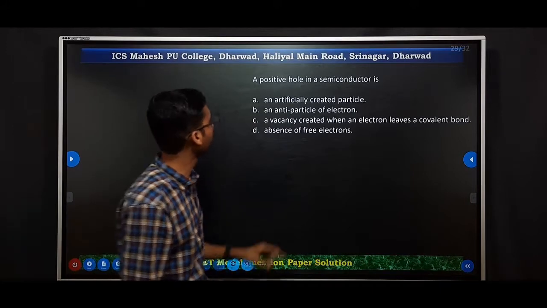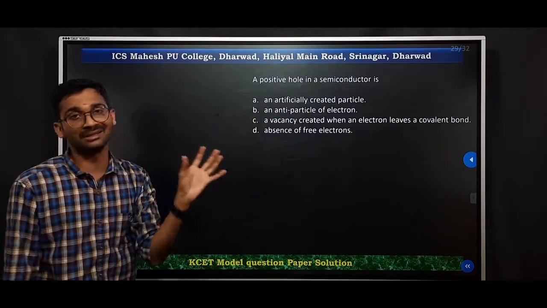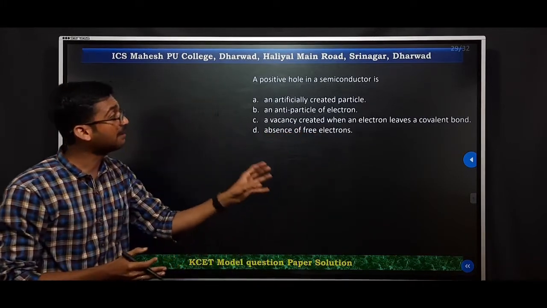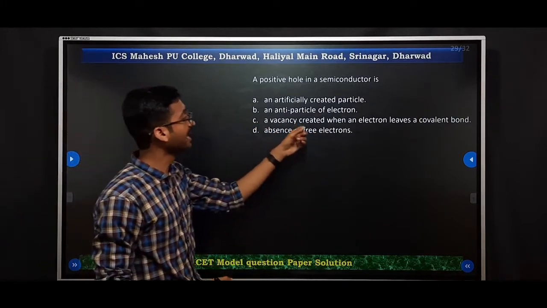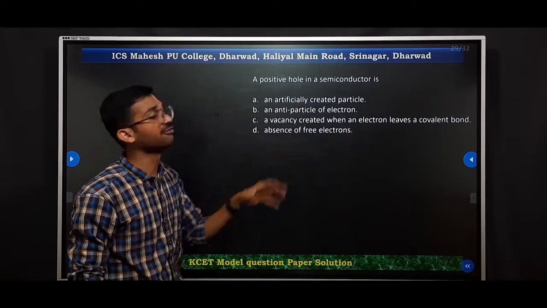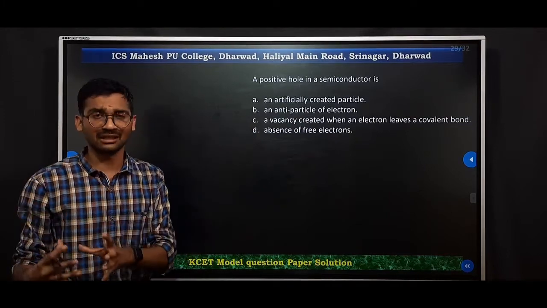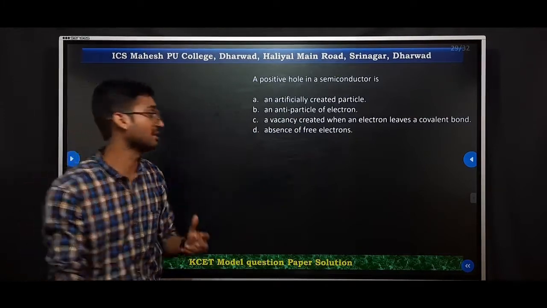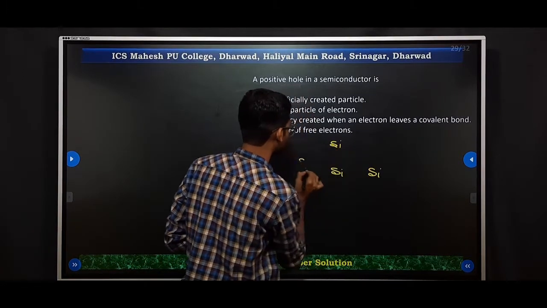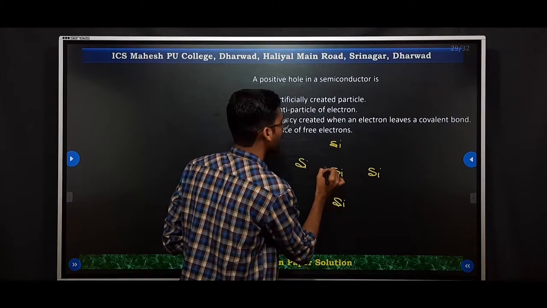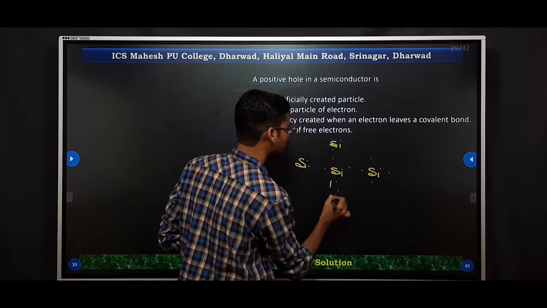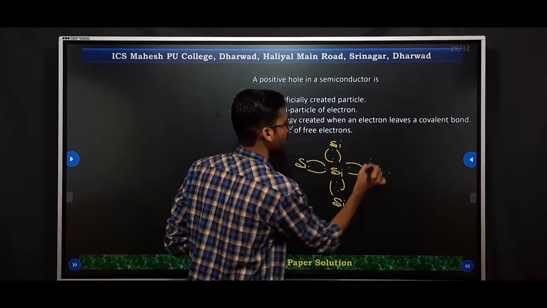Moving on to the next one. A positive hole in a semiconductor is an artificially created particle, an antiparticle of an electron, a vacancy created when an electron leaves the covalent bond, the absence of a free electron. When I draw the crystal of the semiconductor, here we have a silicon crystal. It has 4 valence electrons.